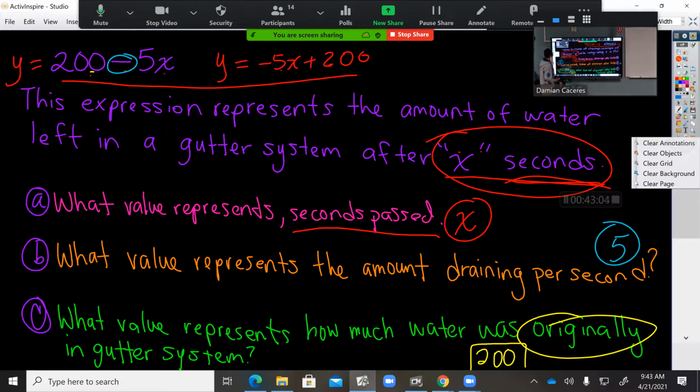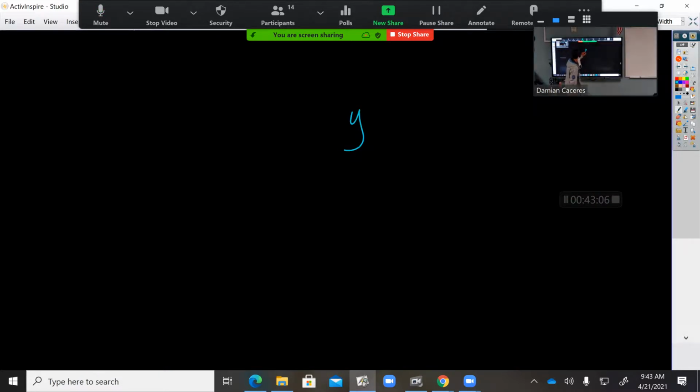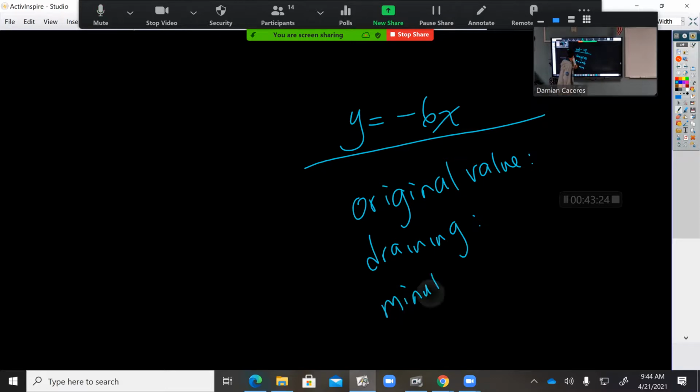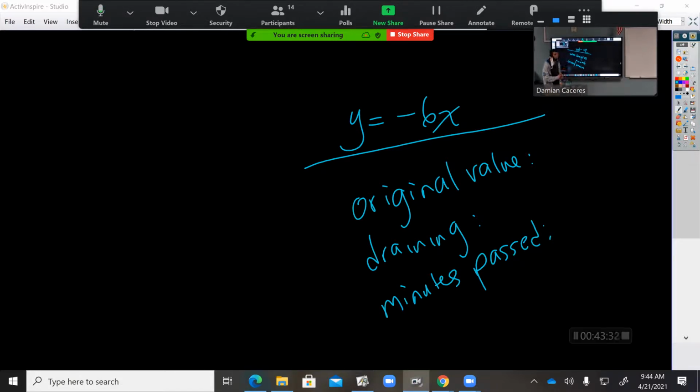Now, just in case you do get a question like this over here, if you have y equals negative 6x, what's my starting point? Original value, draining, minutes passed. Same thing we just did, right? But now something's missing. I want you to understand what happens when something like this is missing. So, original value, do you know what it is? I do. You might not at this point.